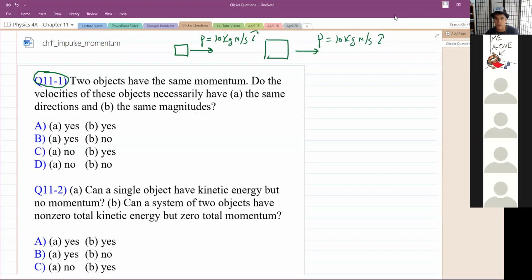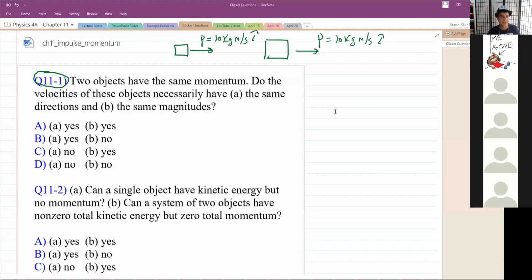Why can't I see the chat? Oh, definitely E. All right, I'm going to end this poll in 10, 9, 8, 7, 6, 5, 4, 3, 2, 1. End polling. And what we have is a slight majority say C.